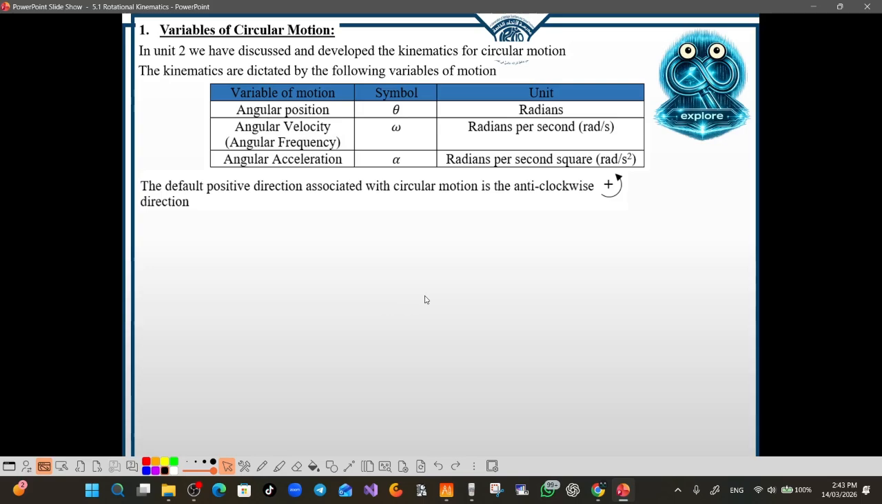The default positive direction associated with circular motion is the anti-clockwise. So we consider the anti-clockwise, or counterclockwise, to be the positive direction. And for sure, the negative direction will be clockwise.